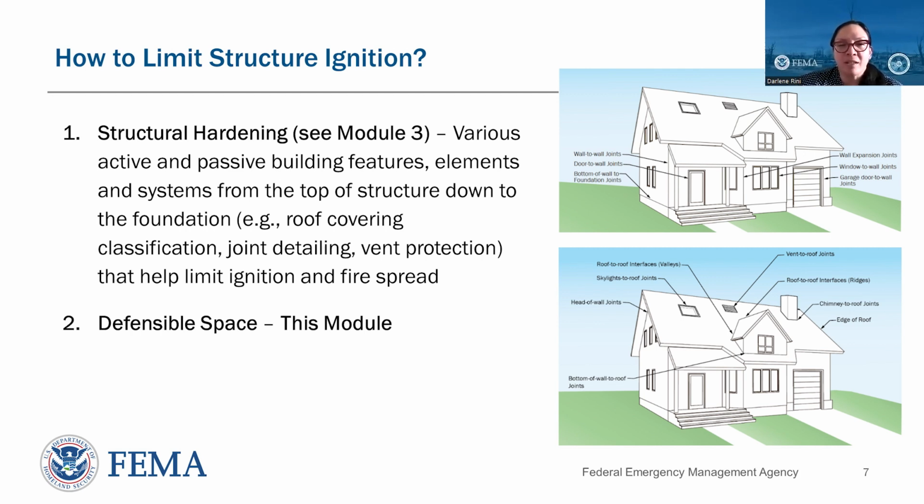So given this basic understanding of the main heat transfer mechanisms in a fire, we will now focus on the practical ways in which various defensible space measures can help slow or stop these mechanisms from leading to structure ignition. So as we learned in Module 3, there are a variety of building construction features that can be designed to help limit ignition as well. For this module, we'll be going over aspects of defensible space that can also help limit the likelihood of structure ignition.